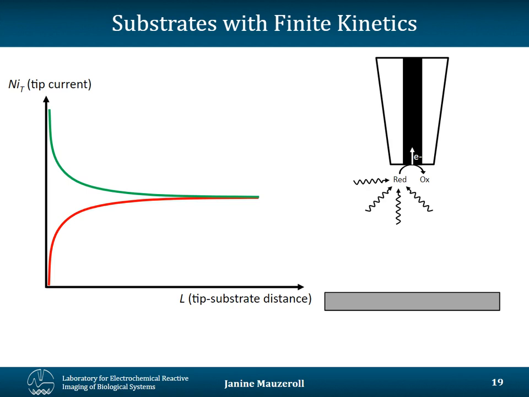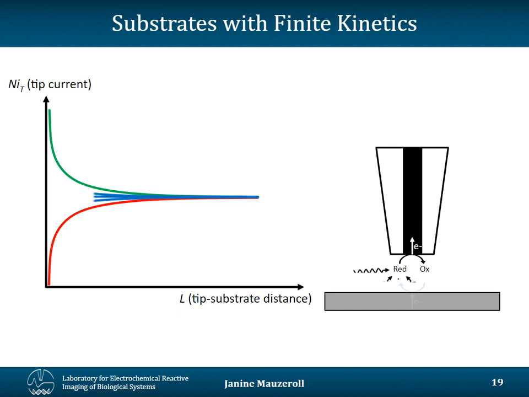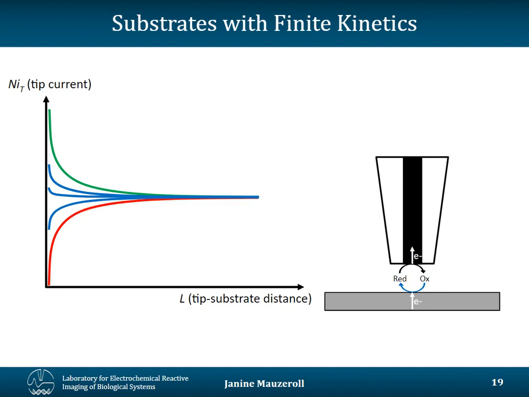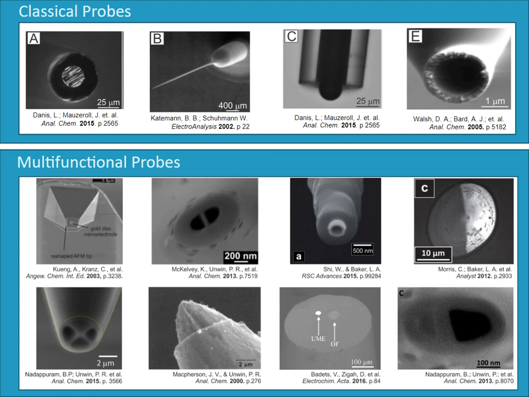And so we have in green and red our feedback contrast. And if our underlying surface has intermediate kinetics, then we will get a family of curves in blue. And this is when we would want to fit the experimental approach curves and try to extract the kinetics of the underlying surface. So from this discussion, one key thing that comes out is that microelectrodes are really important.